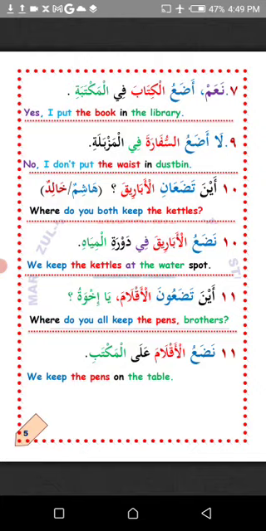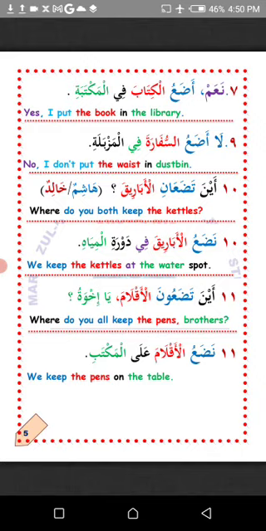Number 10: أين تضعان الأباريق. Where do you both keep the kettles? Talking to Hashim and Khalid. I repeat: أين تضعان الأباريق. Where do you both keep the kettles? Number 10 being the answer to the question.